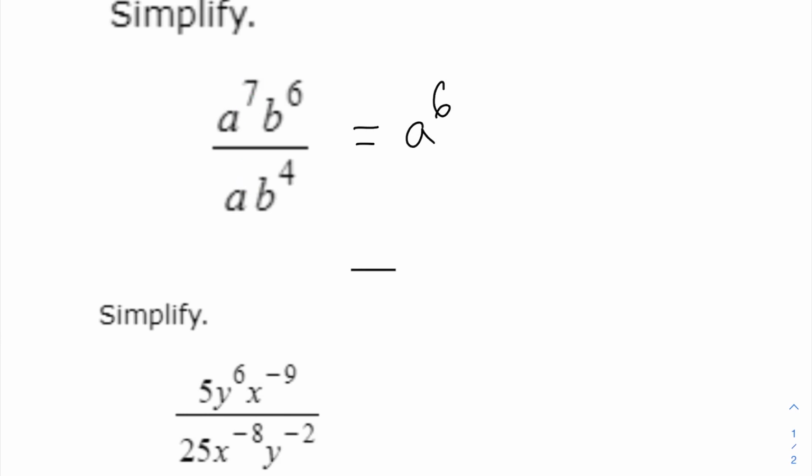Let's move on to the b's. We have b to the 6th divided by b to the 4th. If we subtract those exponents, we will get b to the 2nd. And again, I just took 6 minus 4 to get 2. We can't simplify that one anymore, so that is our final answer here on that first one.